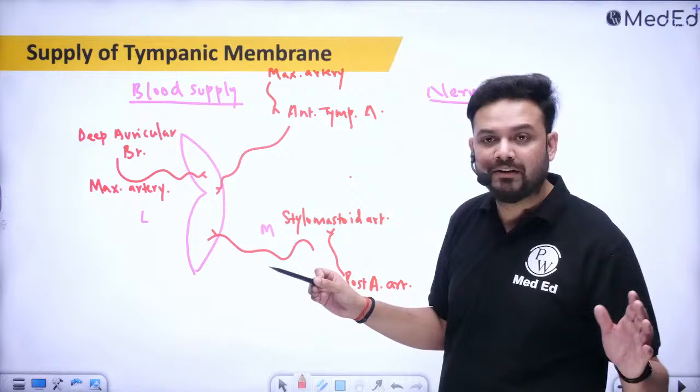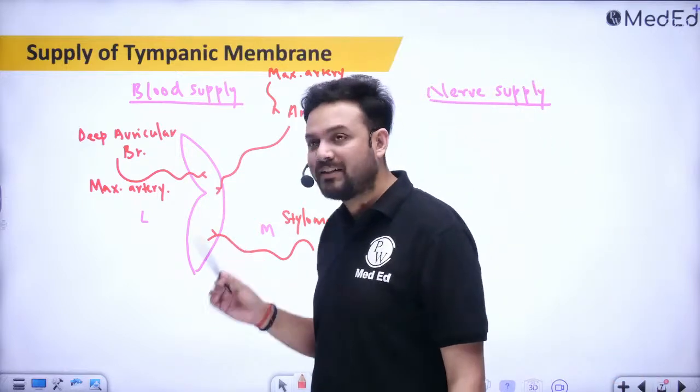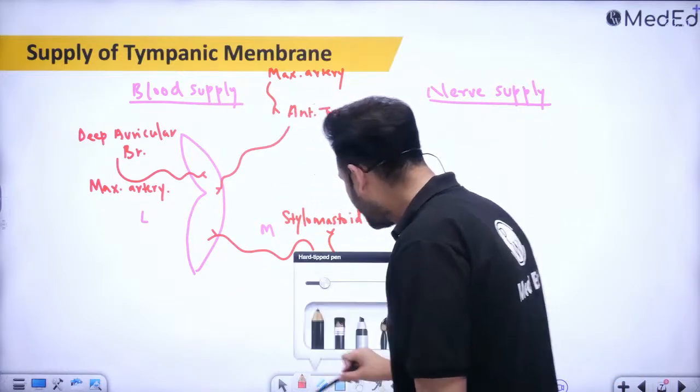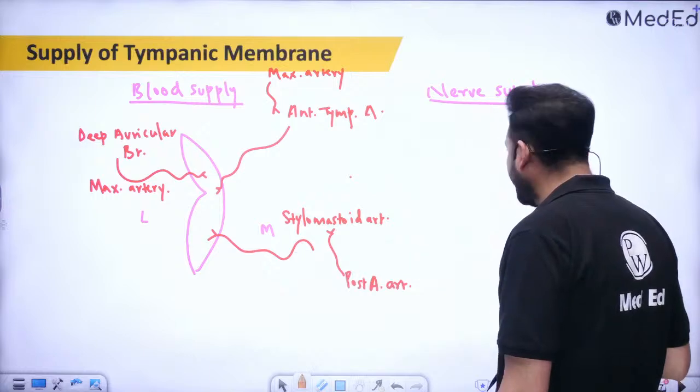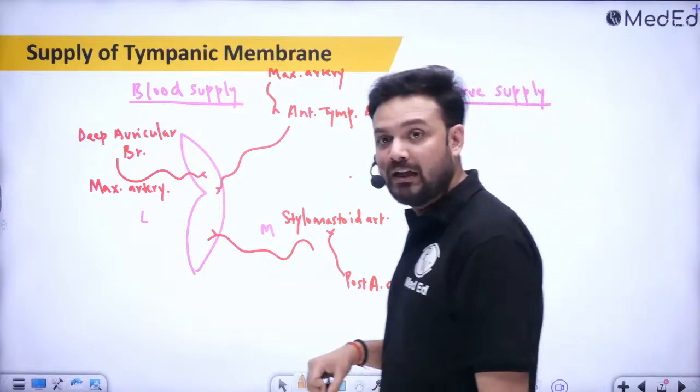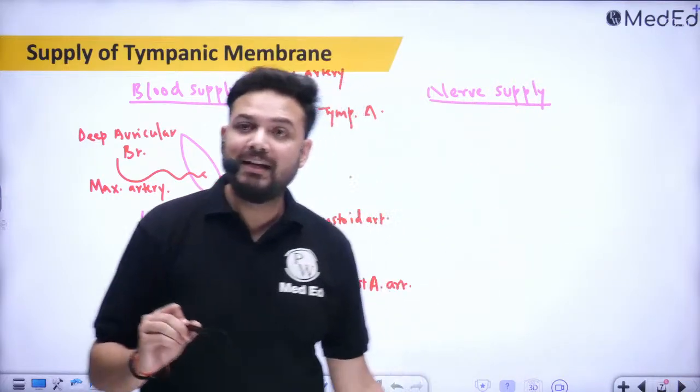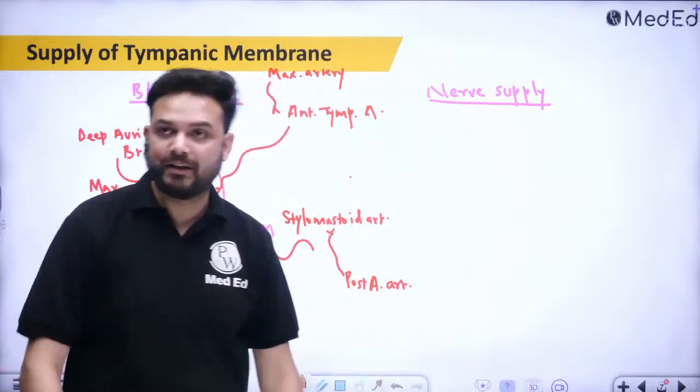ठीक है, समझ में आ गया? Now we have understood what the blood supply is, right? Okay, now let's go into a more important aspect. अब पढ़ते हैं what is the nerve supply. Nerve supply of the tympanic membrane भी lateral side पे different है, medial side पे different है, right?